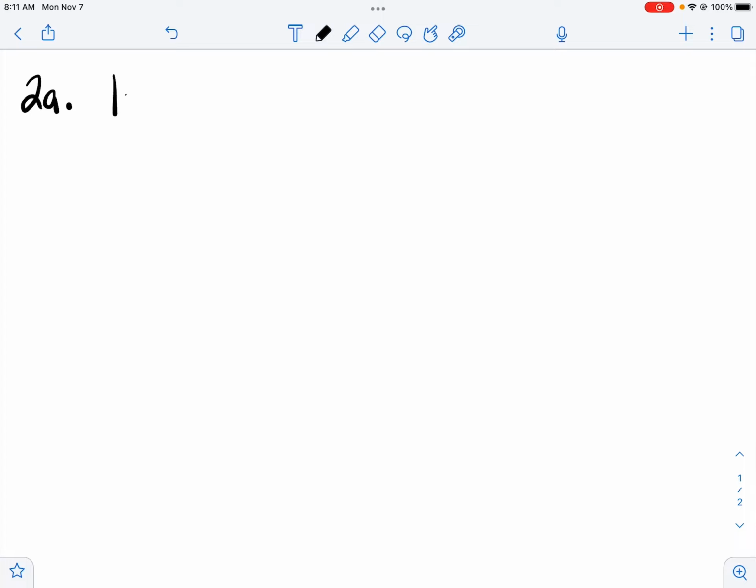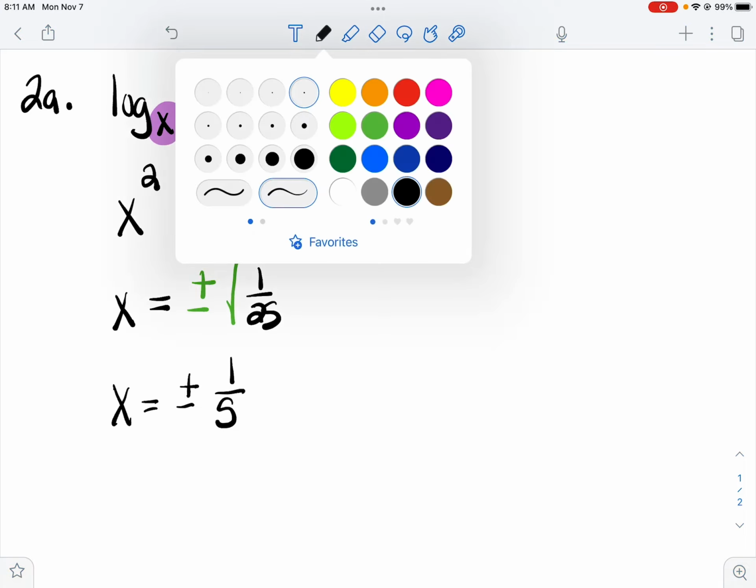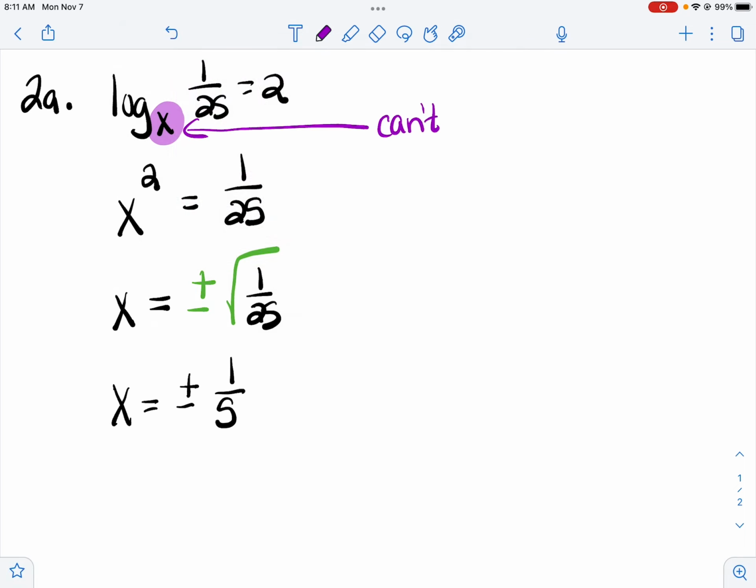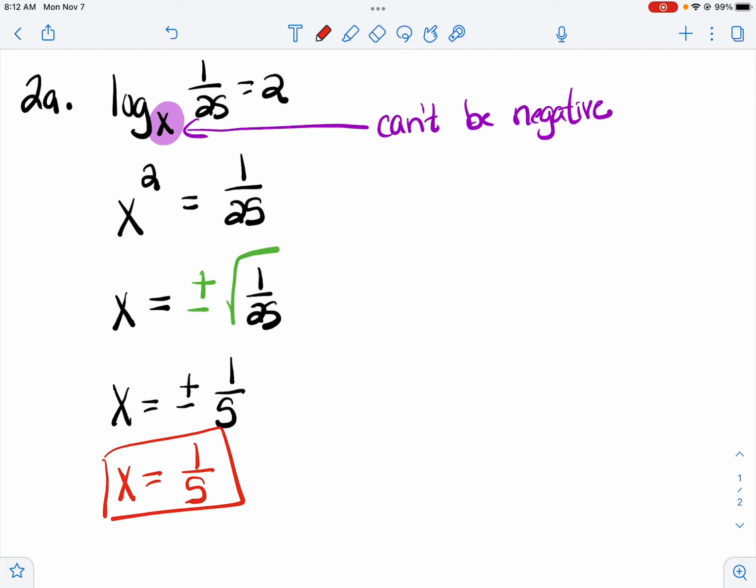Number 2, ask us to solve our equations. We have here log base x of 1/25 equals 2. To solve this equation, I'm going to write it in exponential form. So our base is x, 2 is the exponent, and then I have my fraction 1/25. Use the square root property, so the squared goes away on the left side. Don't forget your plus or minus on the right side, and we have the square root of 1/25. Well, the square root of 1/25 is 1/5. The square root of 1 is 1, and the square root of 25 is 5. Now, one thing we have to think about is the base of the logarithm can never be negative. And it can't be 0. And so here, our only answer is 1/5.